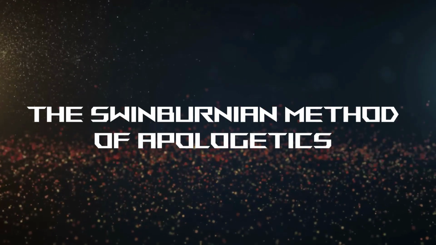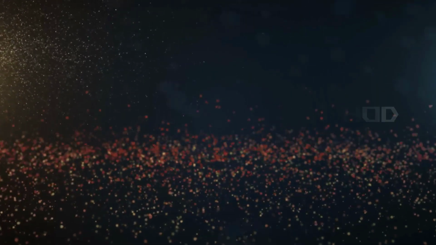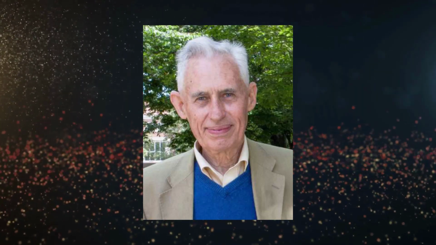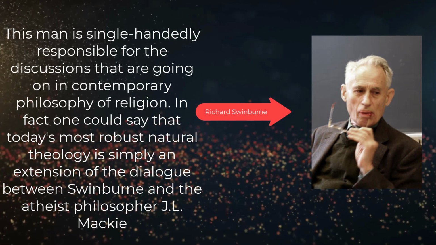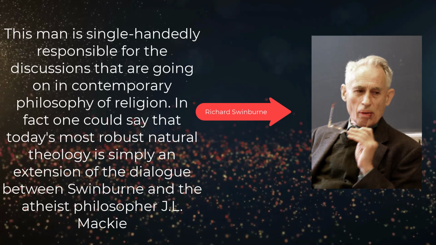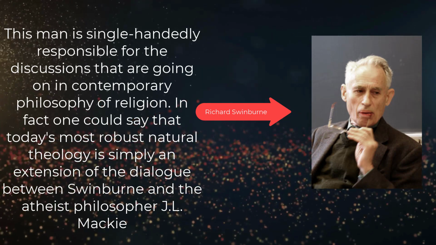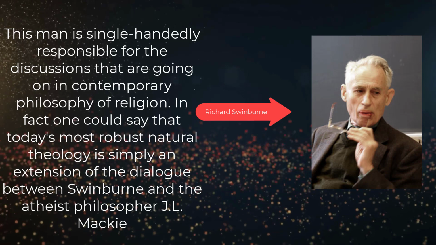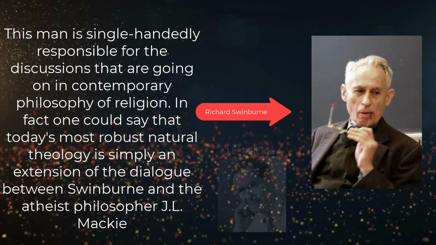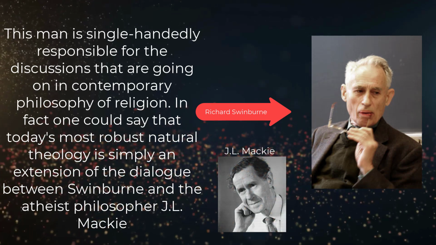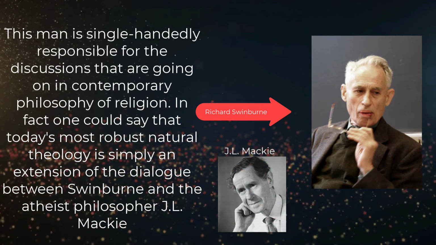Now, some of you may be unaware of who Richard Swinburne is. Out of all the Christian philosophers, or philosophers for that matter, throughout history, I can thoroughly say that Richard Swinburne has been the most influence on my thinking over the years. This man is single-handedly responsible for the discussions that are going on in contemporary philosophy of religion. In fact, one could say that today's most robust natural theology is simply an extension of the dialogue between Swinburne and the atheist philosopher J.L. Mackie. The method Swinburne uses is Bayesian epistemology.